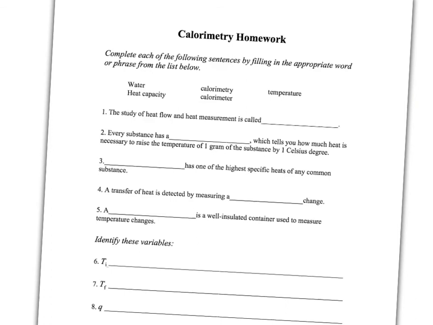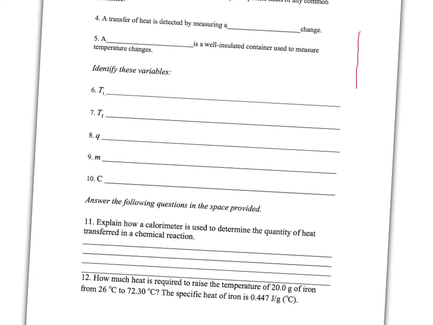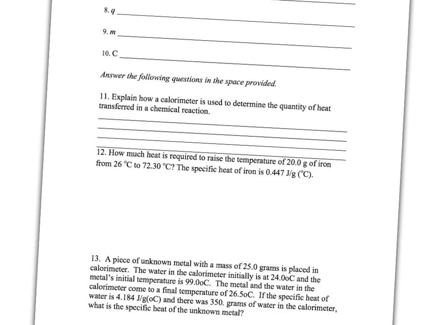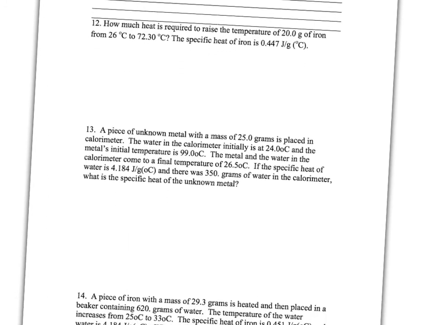Now, for the homework, your paper looks like this. First part of this is just fill in the blank, making sure you understand your definitions. The second part is identifying your variables, making sure you're clear on all of that. A conceptual question. Now, what I really want to point out here is on number 12. A lot of students on number 12 will try to use what we just learned. But if you notice, it's only talking about iron. It just says how much heat, which is Q, is required to raise the temperature of 20 grams of iron from 26 to 72.3 degrees Celsius. And they give you the specific heat of the iron. That's just a one-step Q equals MC delta T problem.